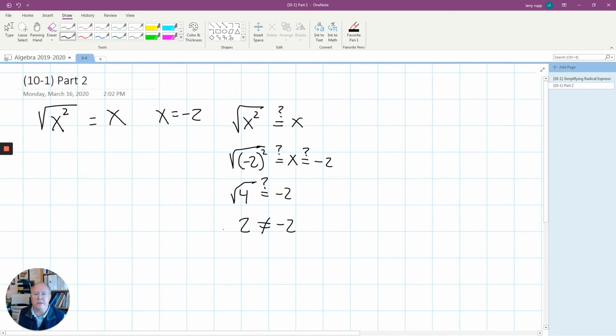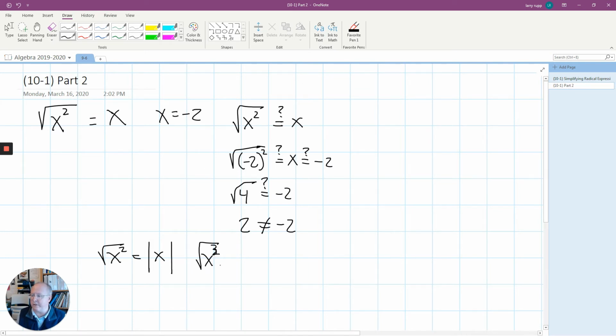So what this means then is this. You have to use absolute value signs around your root to force it into the positive realm. So the correct way of writing this would be the square root of x squared is equal to the absolute value of x. Okay?